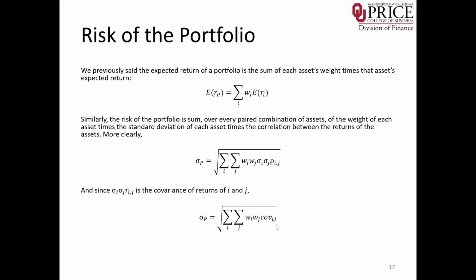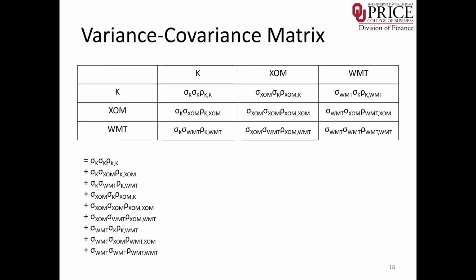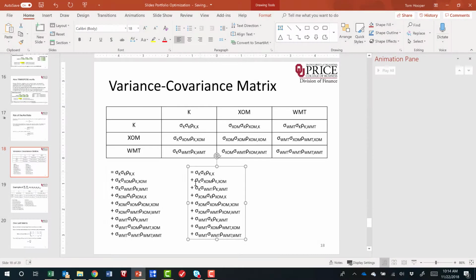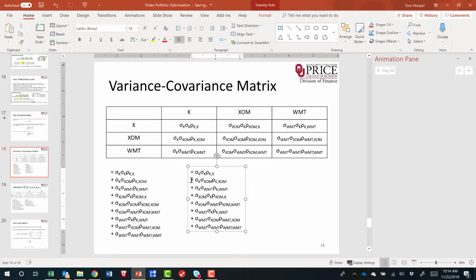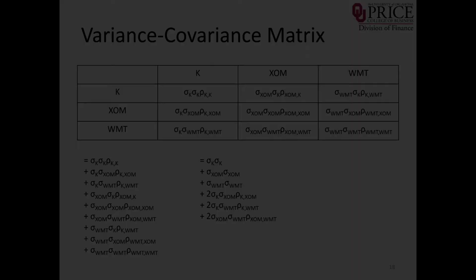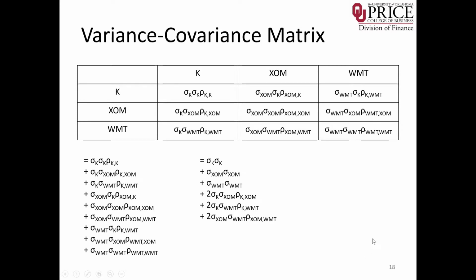To implement this in Excel using matrices, we need to find something called a variance-covariance matrix. The variance-covariance matrix looks like this. It's the same thing we saw before without the weights. And we can simplify it as we did before to look like this. So let's learn how to make this variance-covariance matrix in Excel.